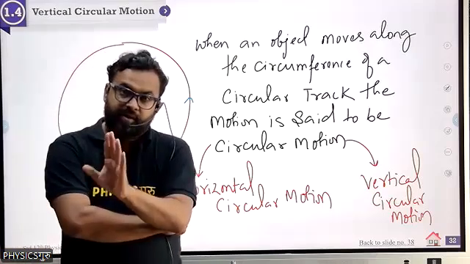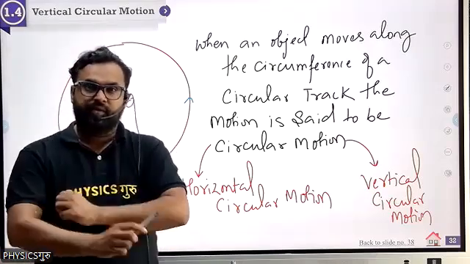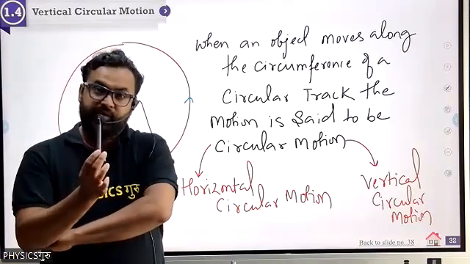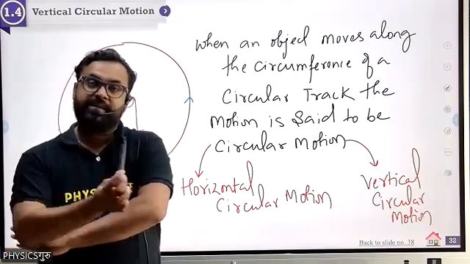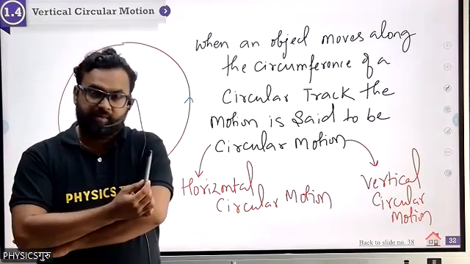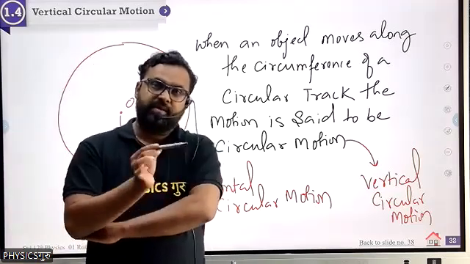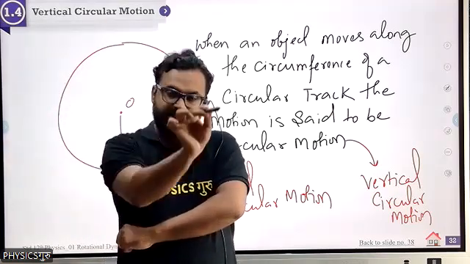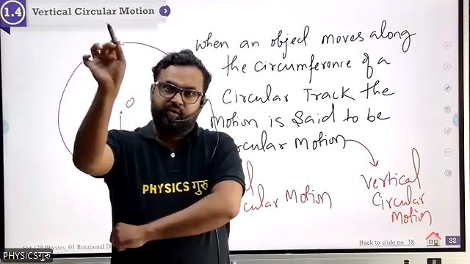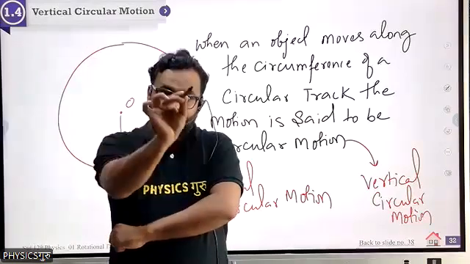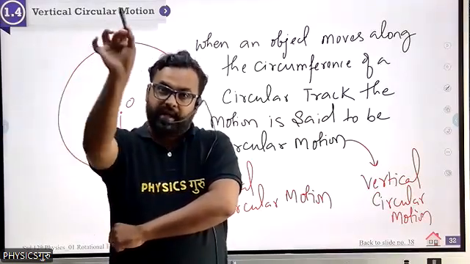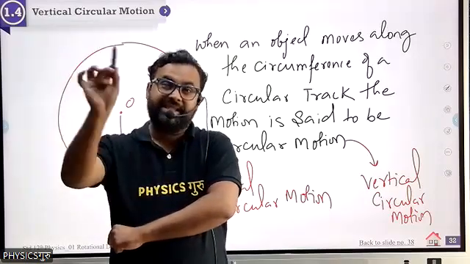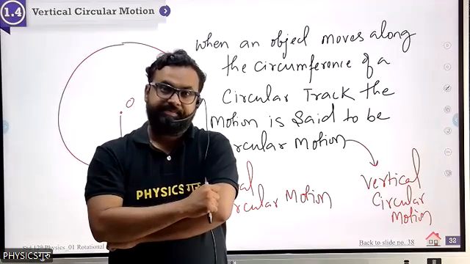So what is horizontal circular motion? When an object moves along a horizontal circular track, such motion is called horizontal circular motion. In vertical circular motion, the body moves under the effect of gravity. Vertical circular motion is defined as circular motion in which an object moves under the influence of gravity. It is called VCM, vertical circular motion.